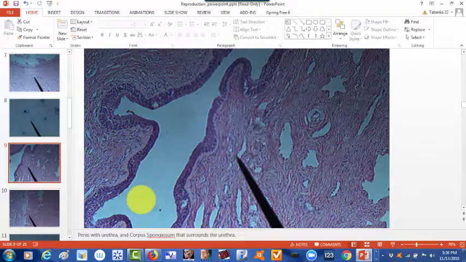This is a penis slide. This thing here that looks like a Christmas tree with a white space, that's the urethra. You know, the urethra goes throughout the penis. And this is a layer. This is the mucosa layer.